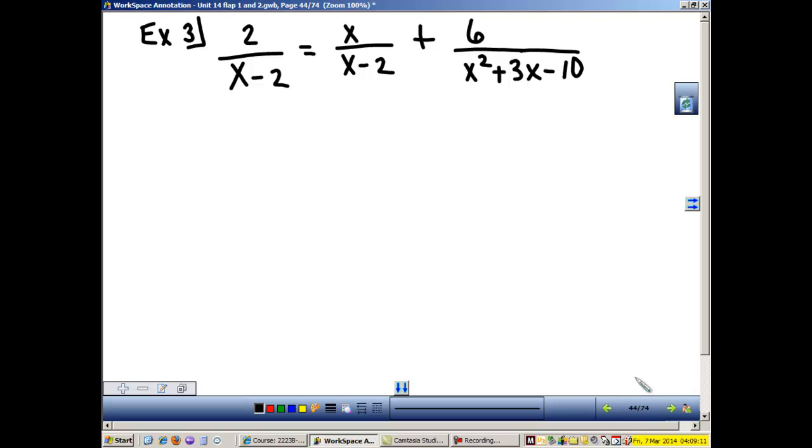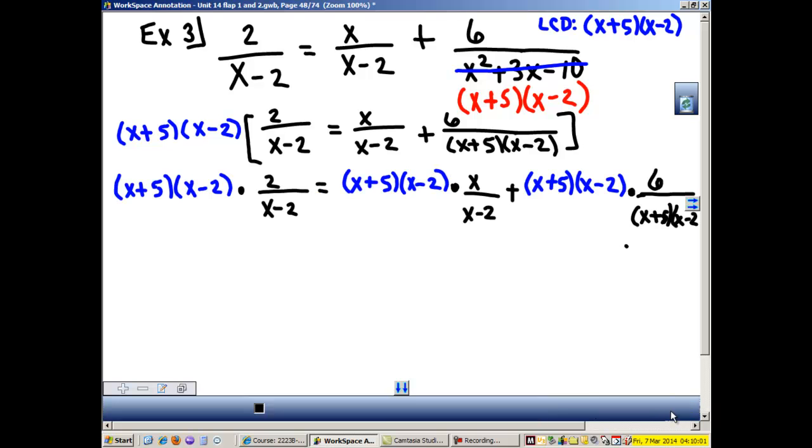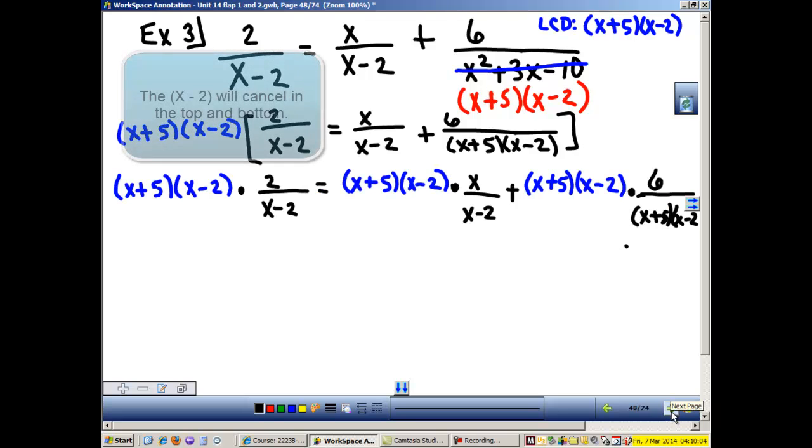Example 3. Factor each denominator. X minus 2 is already simplified, but in the last term, x squared plus 3x minus 10 will factor to be x plus 5 times x minus 2. The LCD of this rational equation is x plus 5 times x minus 2. Multiply this expression to the rational equation. This will eliminate our denominators.